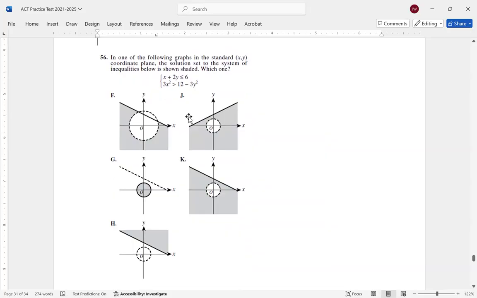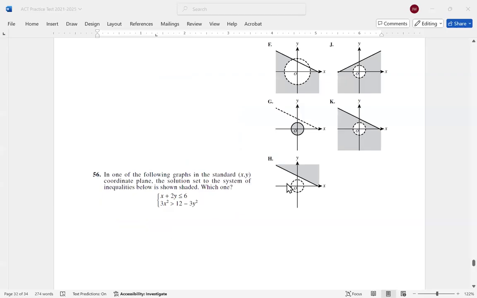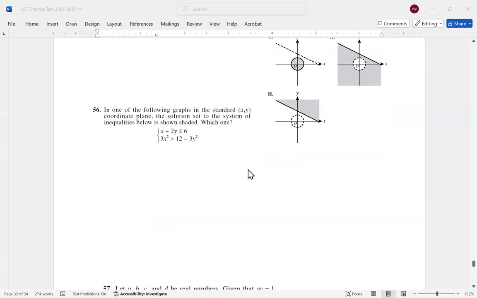Question 56. In one of the following graphs, in the standard xy coordinate plane, the solution set to the system of inequalities below is shown shaded. Which one? I broke this up so I could write it on the right there. I'll come back to this.